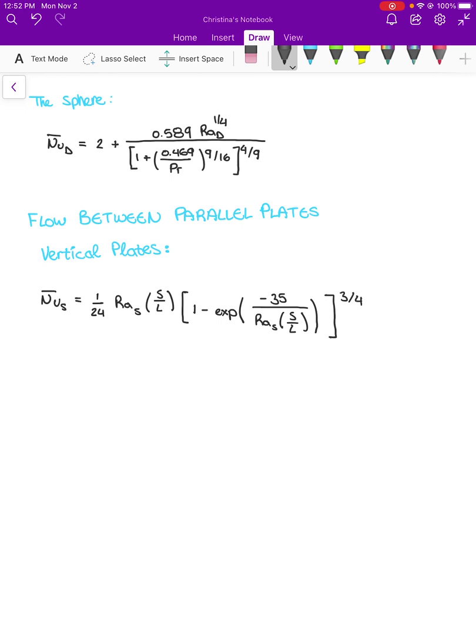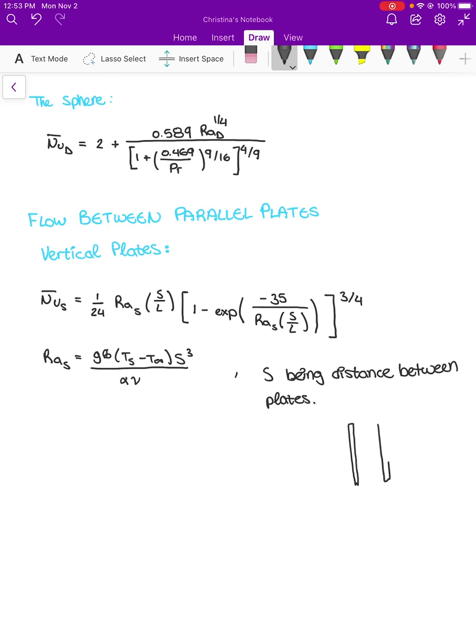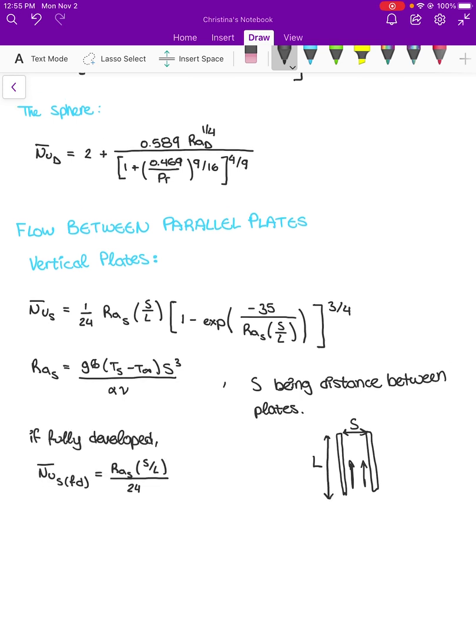In this equation, S is the distance between the two plates, and Ra sub S is the Rayleigh number evaluated at x equals S. This equation can be reduced further within the fully developed region, which happens when S over L approaches 0. So for that case, we can use the Nusselt number is equal to Rayleigh number at S times S over L divided by 24.